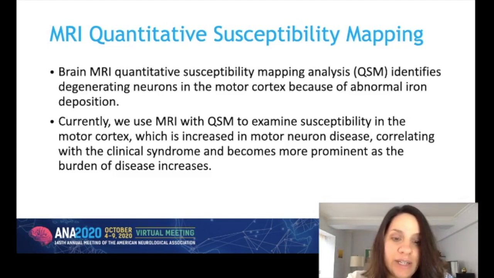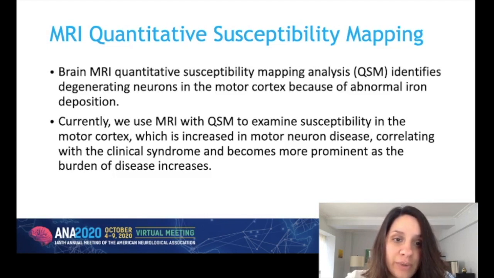Currently, in studying ALS patients, we use this method to examine the motor cortex, which typically has increased iron due to dying cells. When a cell dies, iron is left behind, and the brain is unable to clear out all of this iron, so some of it is left behind. The amount of iron deposition correlates with the clinical syndrome and becomes more prominent as the patient worsens.